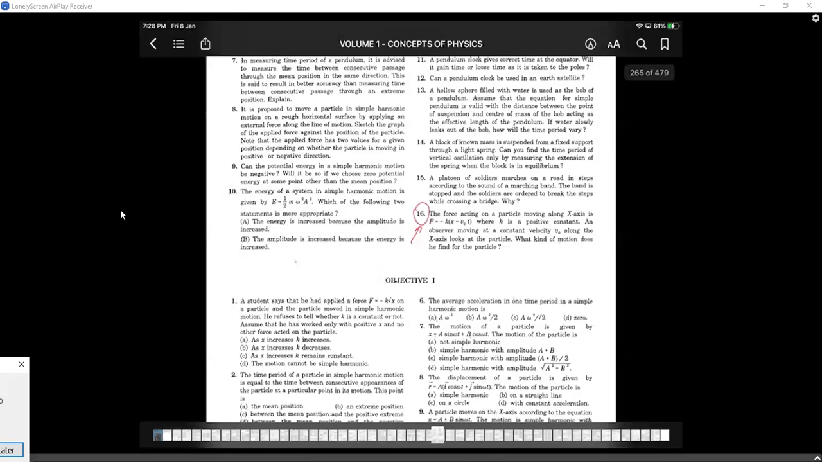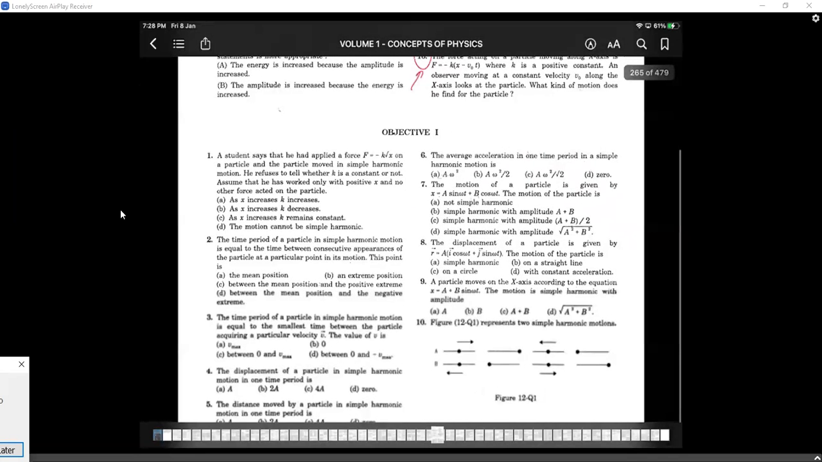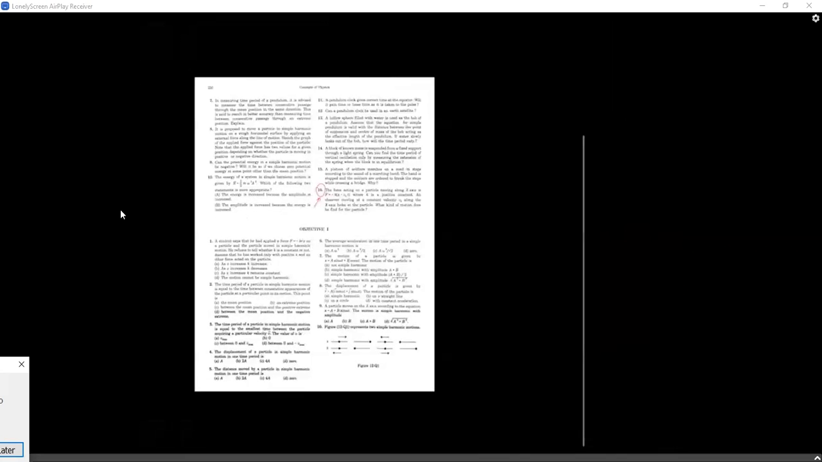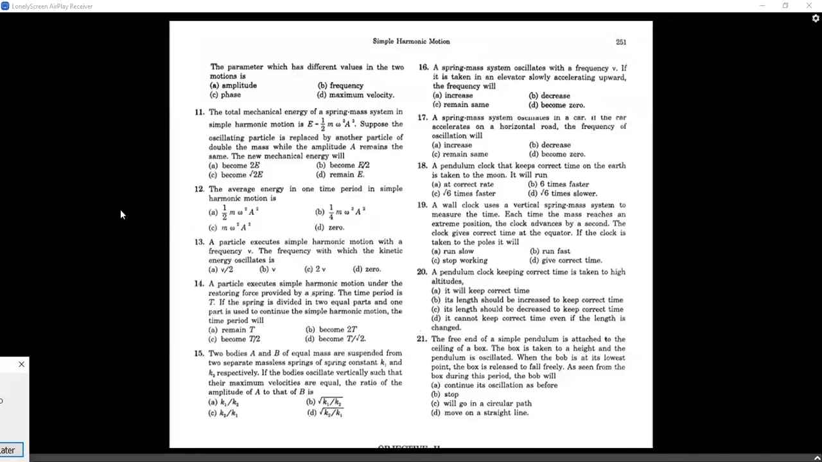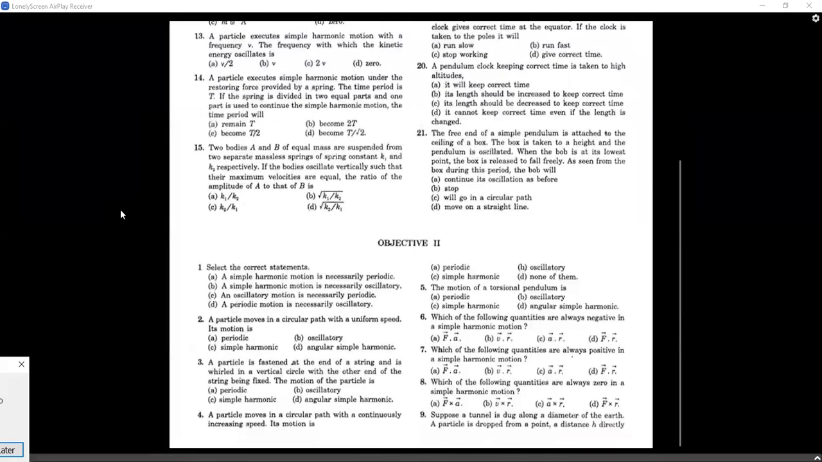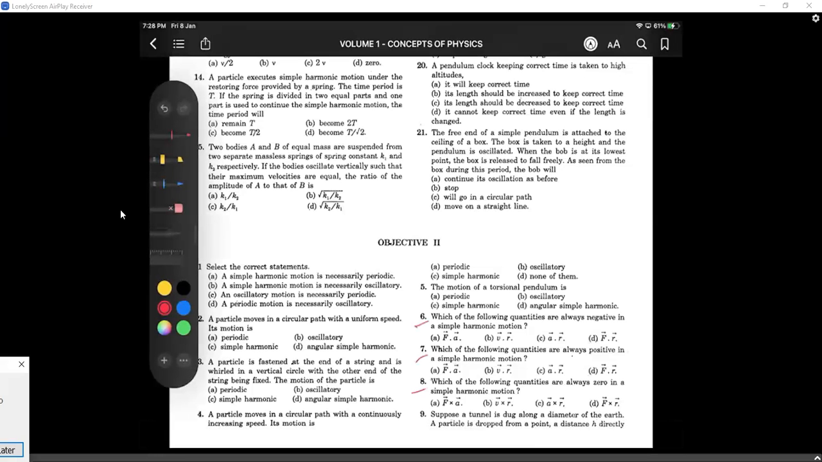Then I'm going to shift to objective questions. Any questions from objective on this page? Anybody? No? Okay. Any questions from this page? Anybody? So objective 2. You don't have any questions from this part, right? No, sir. Objective 2, any question? So 6, 7, 8. Can you just explain them? Yes, of course, because it's not much of a big deal.